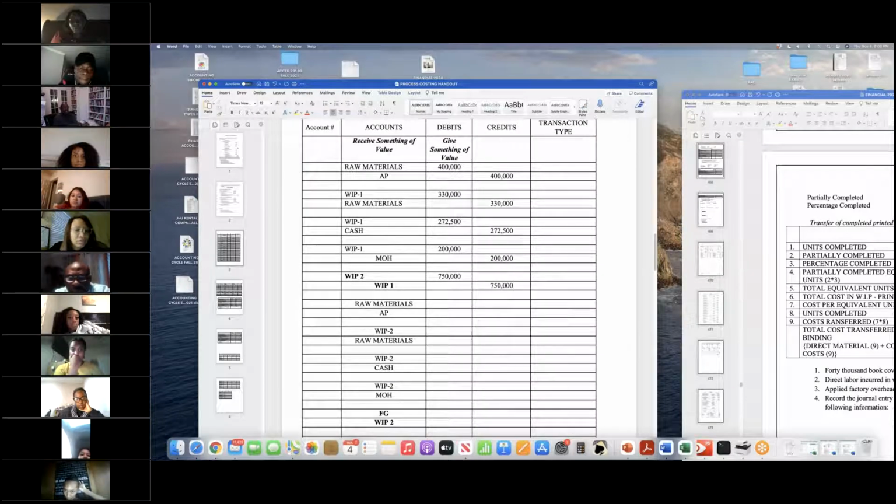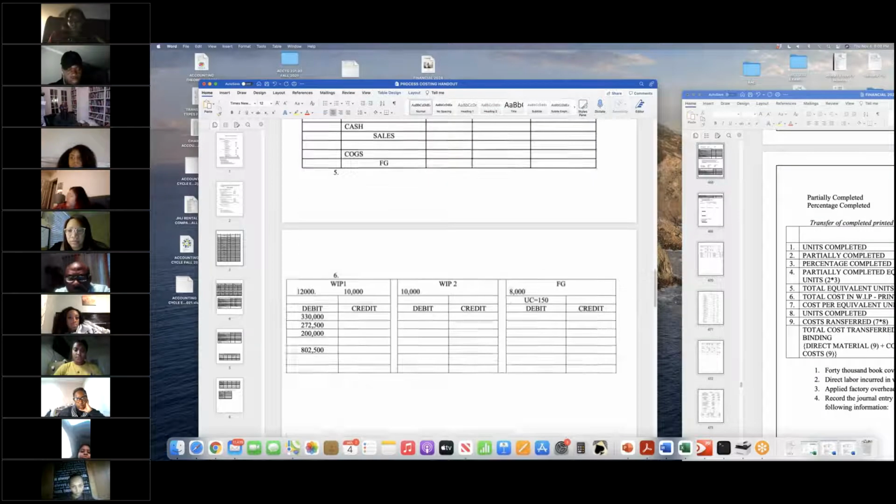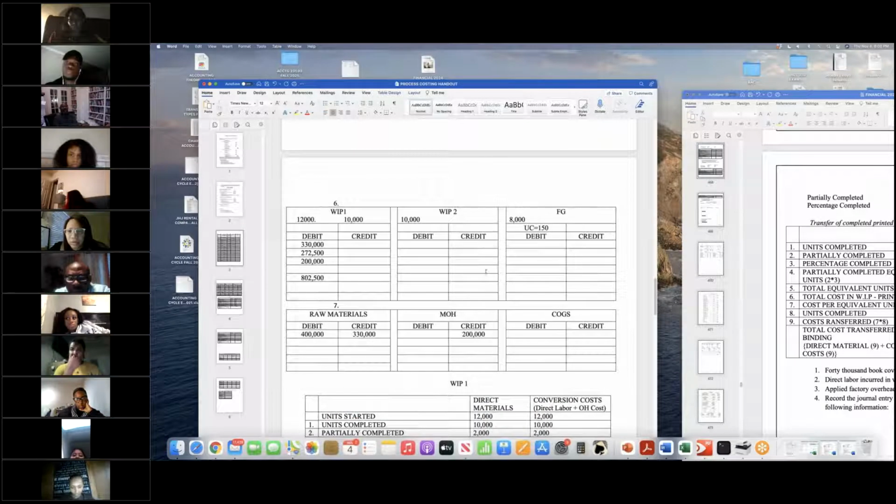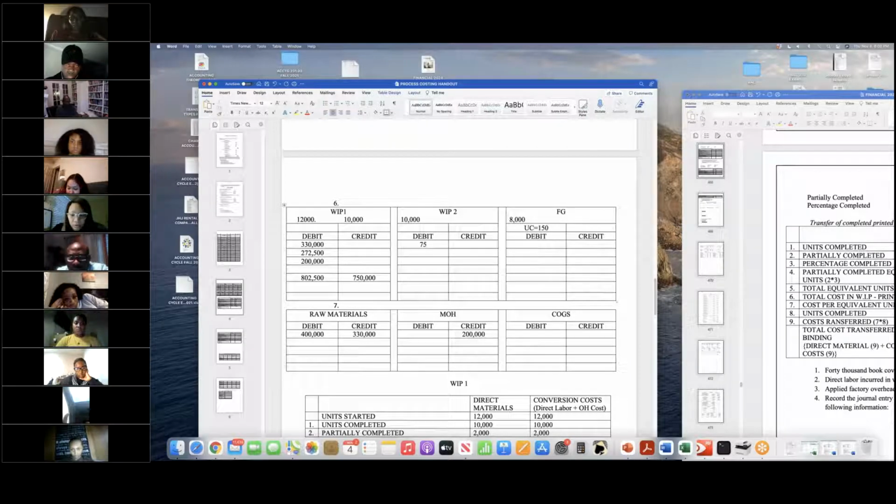So now we're going to debit work in process 2 and credit work in process 1 for 750,000. So how much does this leave in work in process 1? That's 52,500. Yes, sir.